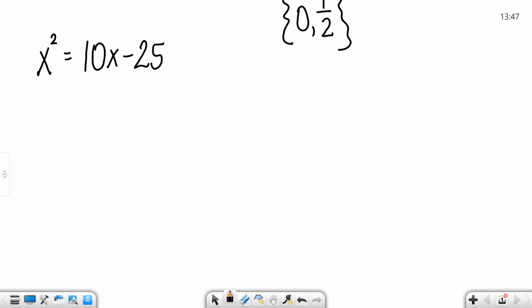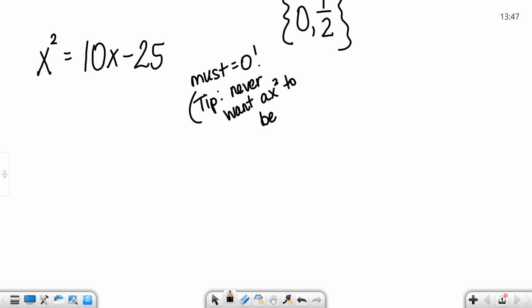So in this particular problem, again, it is not equal to 0, and it must be equal to 0. Now, one other thing I want to tell you here, when you set it equal to 0, a little tip for you is I never want my ax squared term to be negative. If I have a choice, I do not want that thing to be negative. In this case, that would be just the x squared. My a is 1.